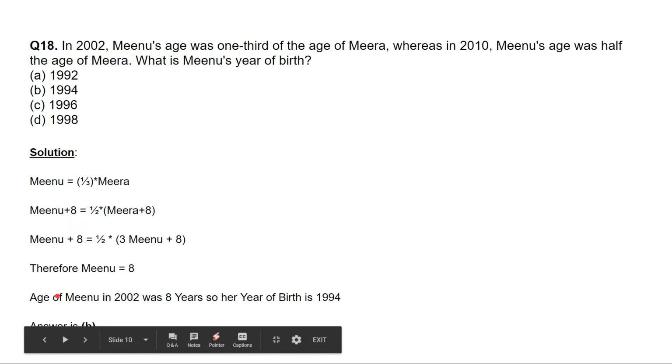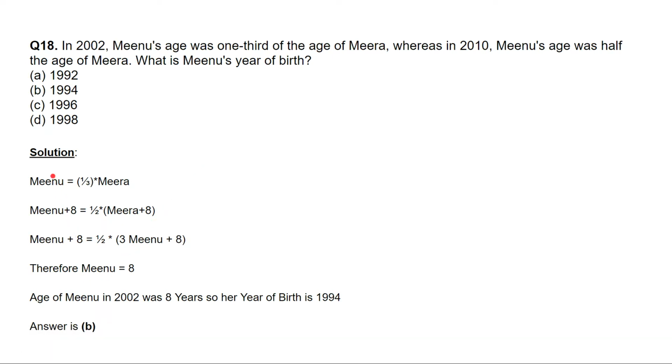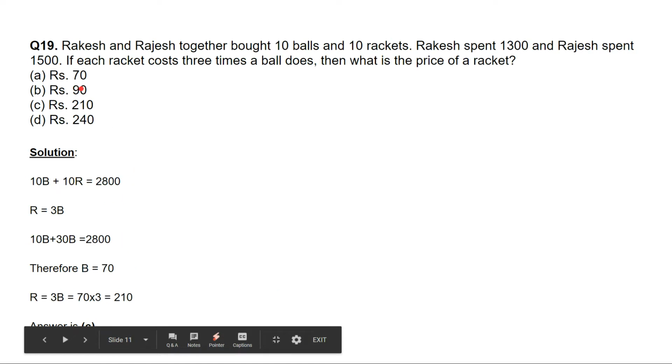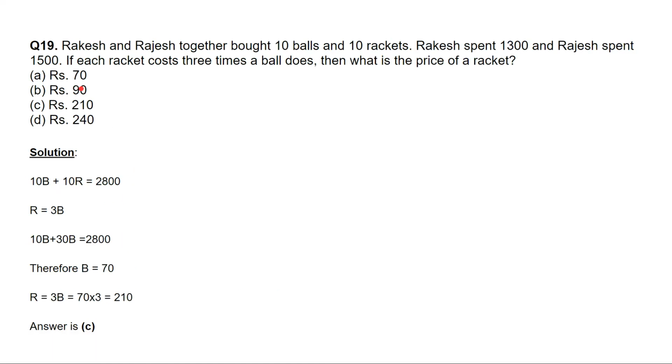After solving this, we get Minu's age as 8, and what we have to find is the year of birth for Minu. So in 2002, she was 8 years of age. So she was born in 2002 minus 8 years. That will be 1994. So the correct answer is going to be B here.